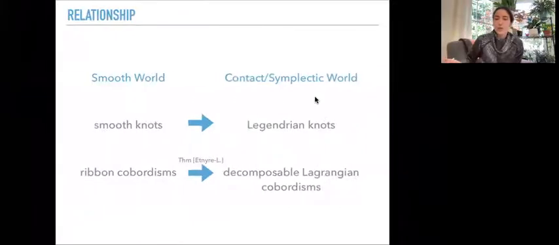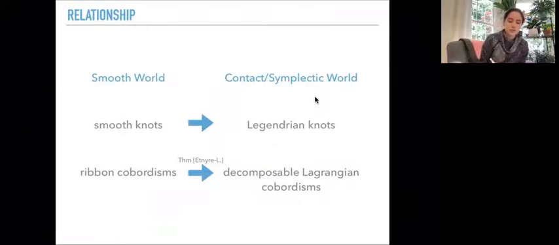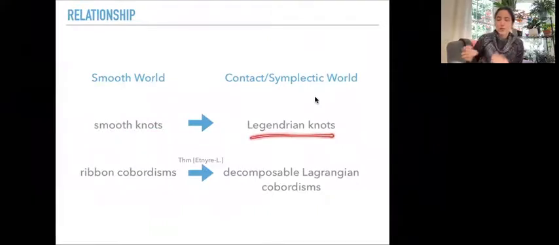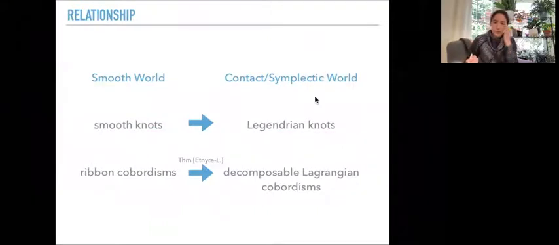Okay, so I was talking about Legendrian and Lagrangian realizations of things. We started out in the smooth world with smooth knots, and we saw that there were Legendrian representatives of these knots. In other words, Legendrian knots that were smoothly isotopic to a given smooth knot type. And in fact, we saw that there are infinitely many of them.